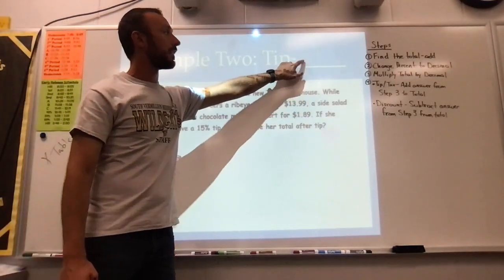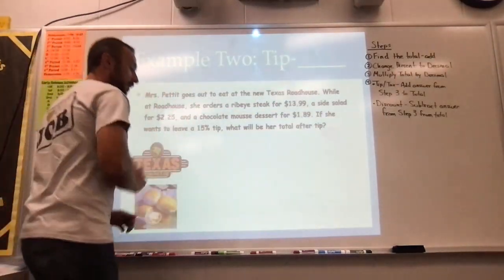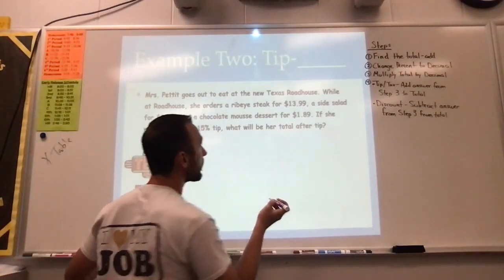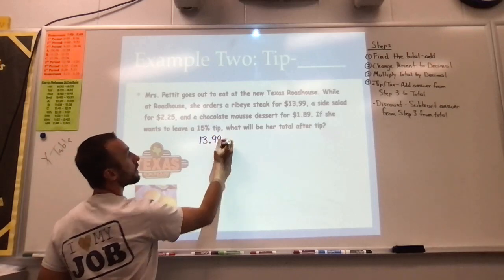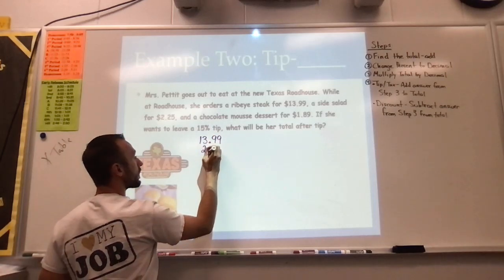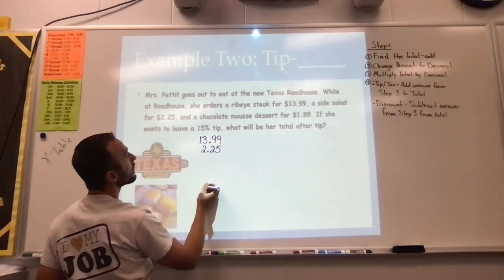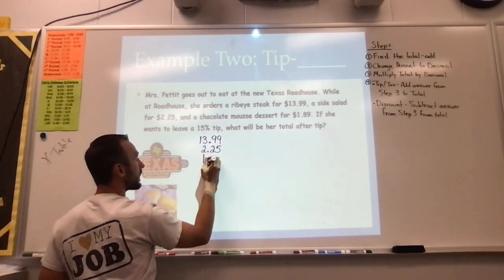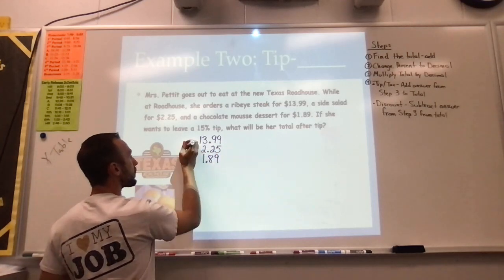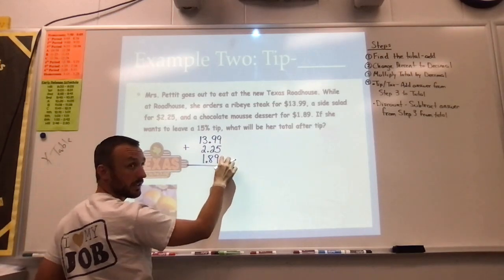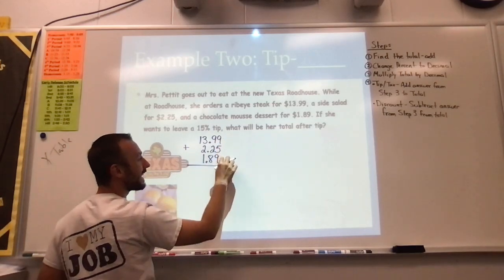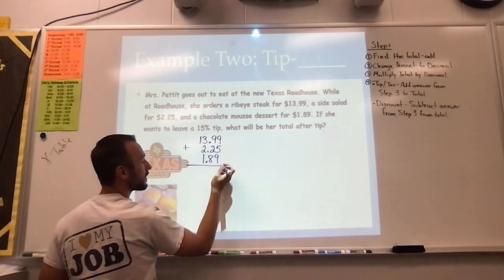Step 1, find the total. So we're going to add the prices together. So the price of the ribeye steak is $13.99, plus the price of her side salad, which is $2.25, plus the price of her chocolate mousse dessert, which is $1.89. And remember, when we add and subtract decimals, we must line that decimal up and line up the place values. 9 plus 9 is 14. Nope. 9 plus 9 is 18. Plus 5 is 23.